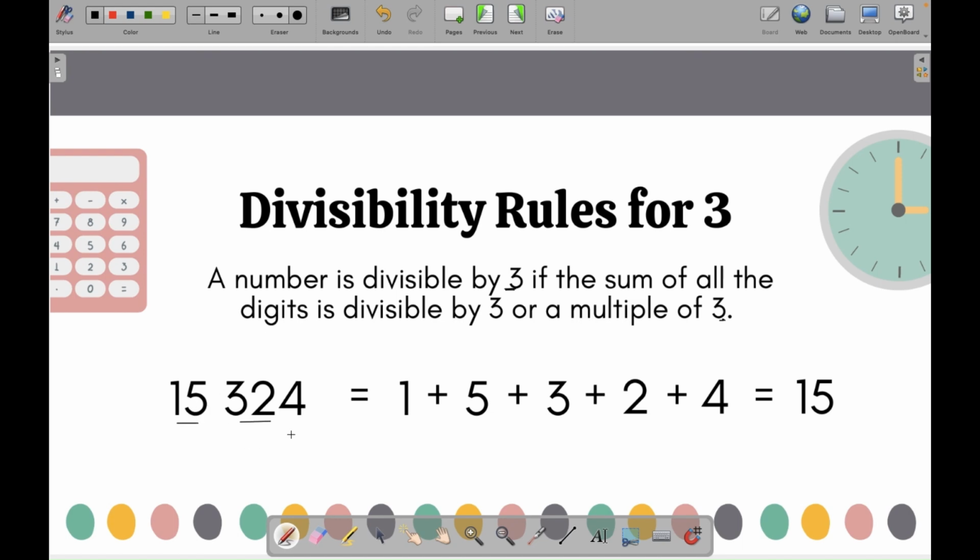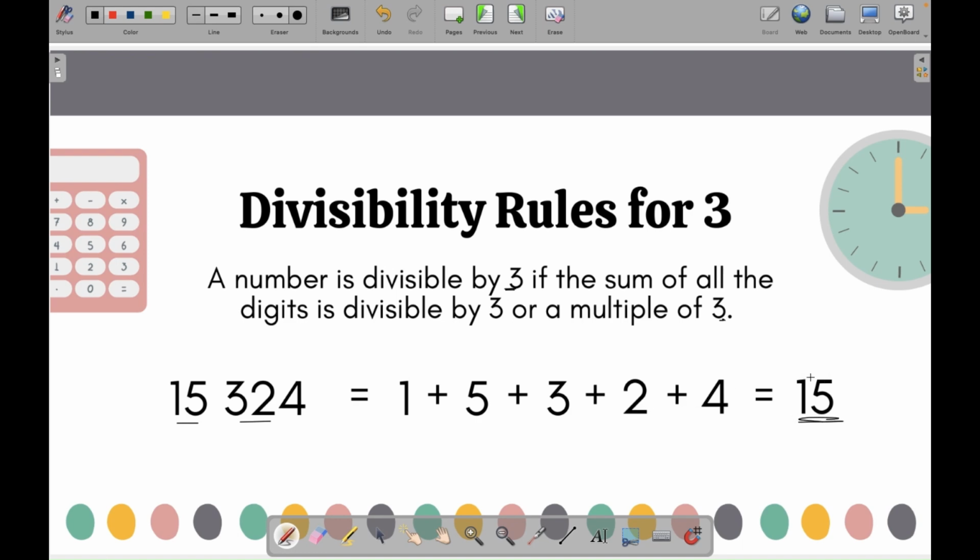First of all, we can quickly check whether 2 is a factor of this number or not. 2 is a factor because the last digit is 4. Now we want to check whether 3 is a factor of this number or not. Without actually dividing it, there is a way to see whether 3 is a factor or not. We just add these digits. So 1 plus 5 plus 3 plus 2 plus 4. 1 plus 5 is 6, 6 plus 3 is 9, 9 plus 2 is 11, 11 plus 4 is 15. So we got 15.